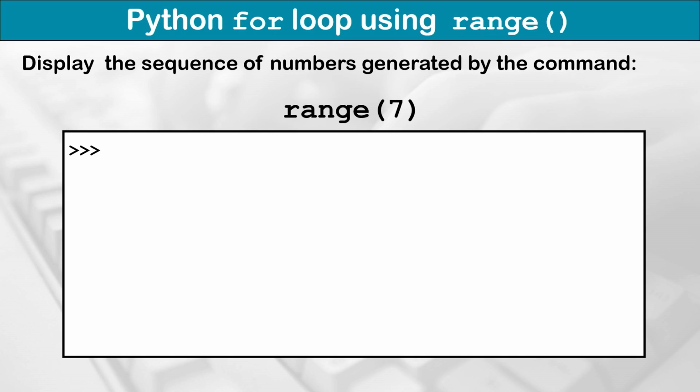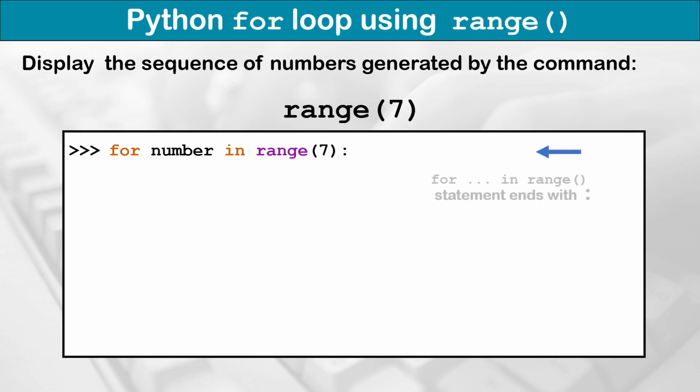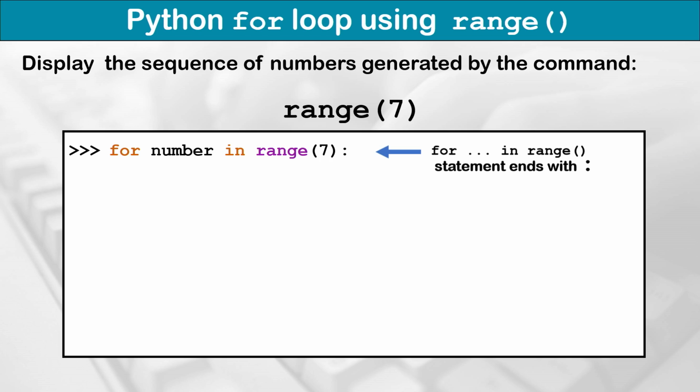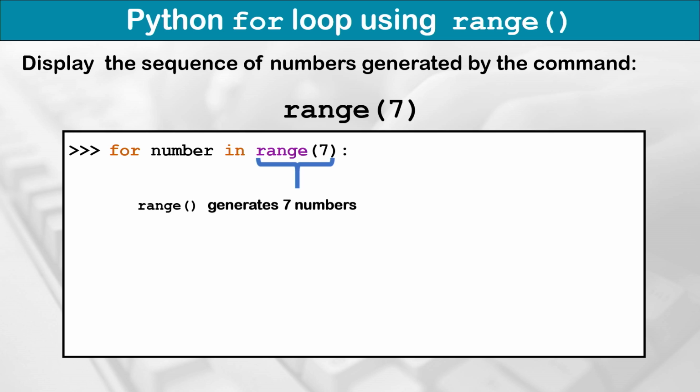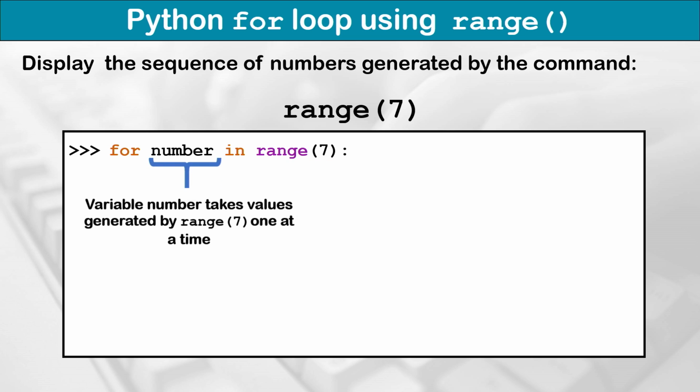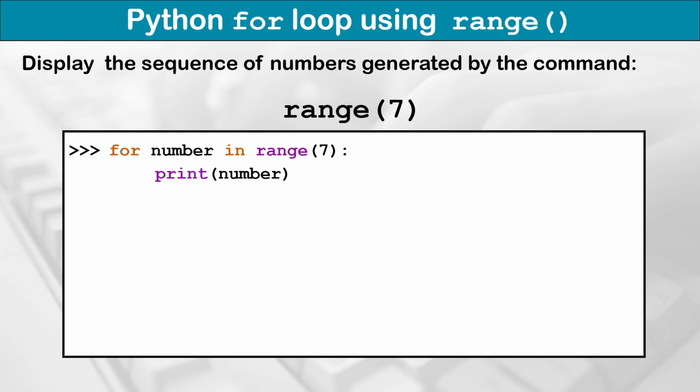To display the sequence of numbers generated by the command range 7, type for number in range 7. Notice how the for in range statement ends with a colon. Range generates 7 numbers starting with 0, ending with 6. Variable number takes values generated by range 7 one at a time. Print number will display the current value held by variable number one at a time.